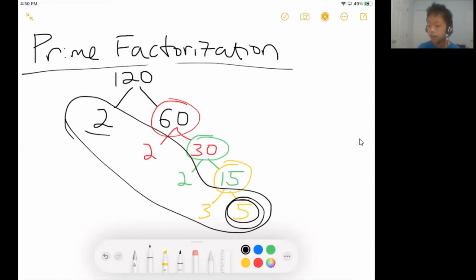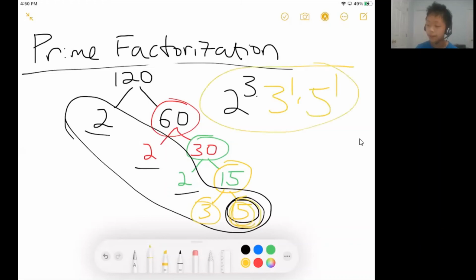So you have three 2s, so you write 2 cubed. You have one 3, so you write 3 to the 1. And you have one 5, so you write times 5 to the 1. So this would be the prime factorization of 120.